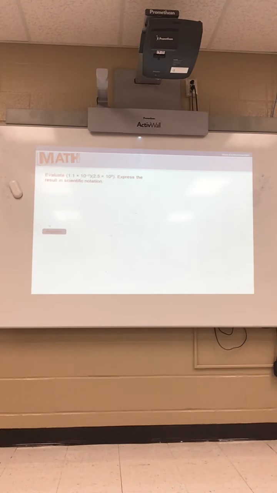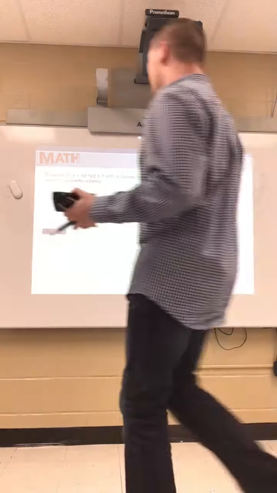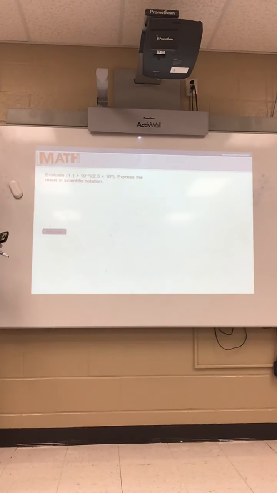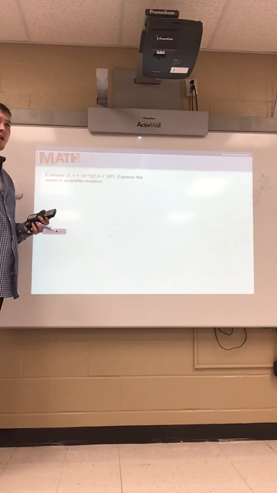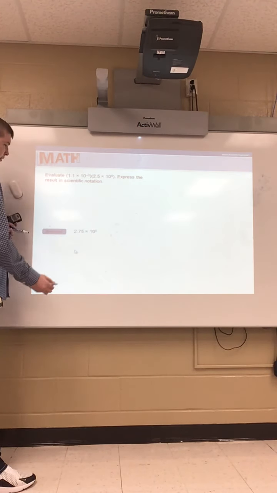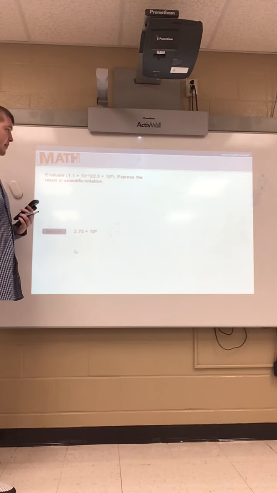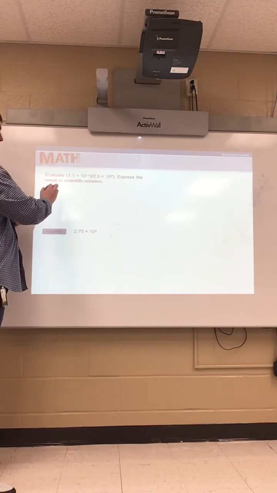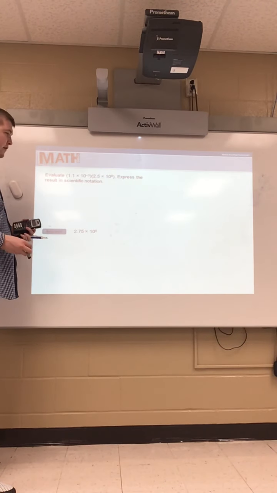Okay, there we go. So try that one on your own. It's 1.1 times 10 to the negative third times 2.5 times 10 to the ninth. Pause the video and do it on your own. Push play when you're ready. You should get 2.75 times 10 to the sixth. So when you add that negative 3 and 9, you get positive 6. And then 1.1 times 2.5, you get 2.75.